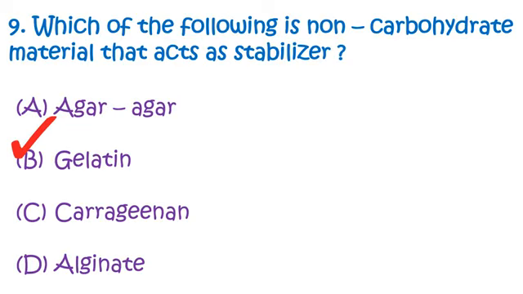From these options, gelatin is the only protein that is made up from collagen of the animal body parts, while the others are polysaccharides or carbohydrate sources. Agar-agar and carrageenan are obtained from red algae and are composed of galactose sugar, while the alginate is also a polysaccharide which is composed of mannuronic acid and guluronic acid and it is derived from brown seaweed.